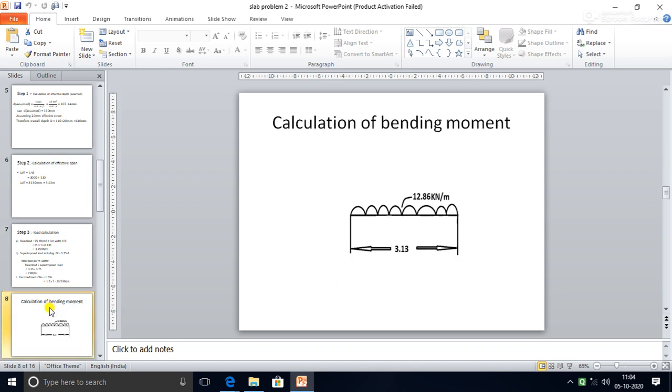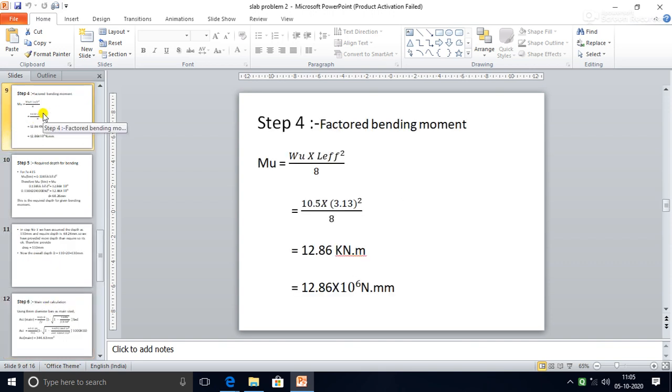This is the simply supported beam carrying a UDL of 12.86 kilonewton per meter, that is the factored load, and the effective span is 3.13 meter. For this effective span we have to calculate the bending moment, which is equal to WL square by 8, that is 12.86 into 3.13 square divided by 8, that is 12.86 kilonewton meter, that is 12.86 into 10^6 Newton mm.